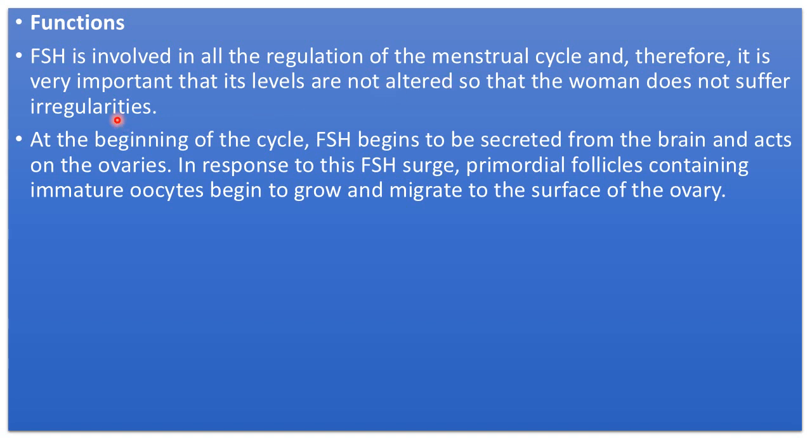You should note in which period the FSH rises and falls. FSH begins to be secreted from the brain and acts on the ovaries. In response to this FSH surge, it increases. The primordial follicles containing immature oocytes begin to grow and migrate to the surface of the ovary. It means that at the beginning of the cycle, FSH increases and is released from the brain; in response to this FSH, the primordial follicle cells containing immature oocytes grow and migrate to the surface.